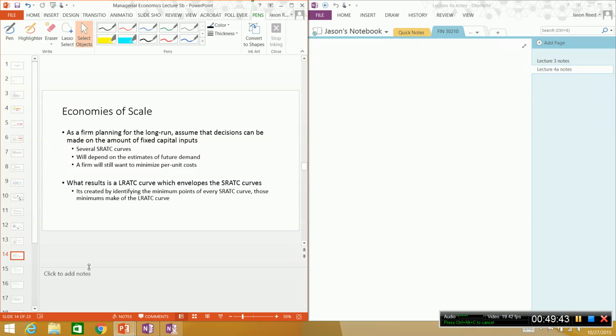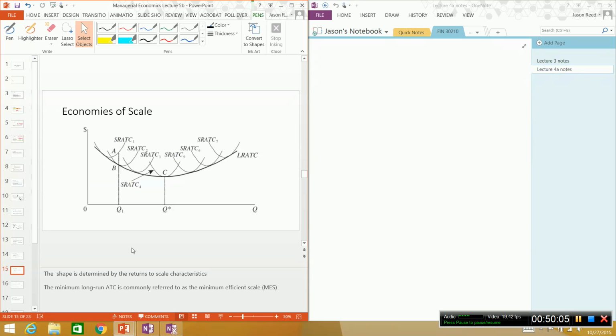So what results from all of these short-run average total costs is we create this long-run average total cost curve. And what we say is that it's going to envelop these short-run average total cost curves by identifying the minimum points of these short-run average total cost curves. And these minimums essentially make every point on the long-run average total cost curve. And so what we have here are these minimums, and you're going to have to believe that this is true, but we have these minimum points that are tangential here. Tangent, tangent, tangential, right? And these are all the minimum points that we're looking at.